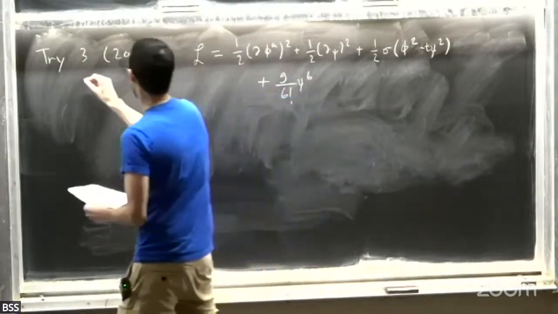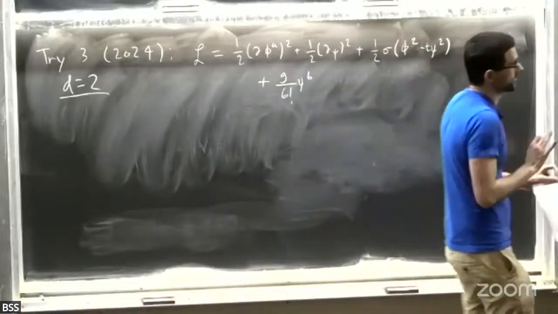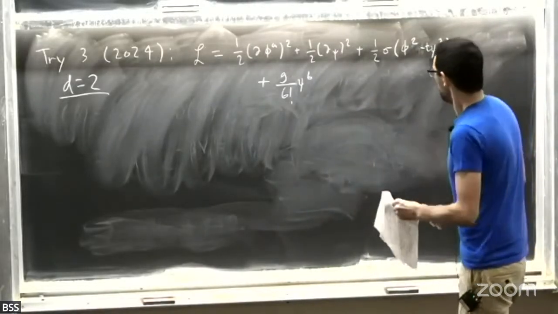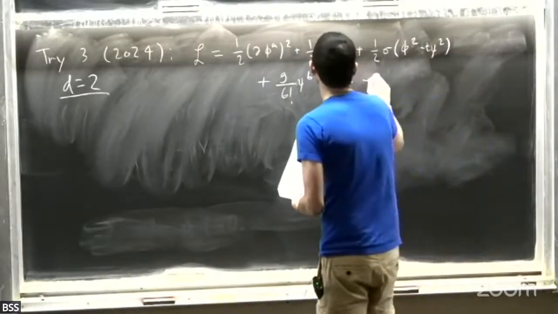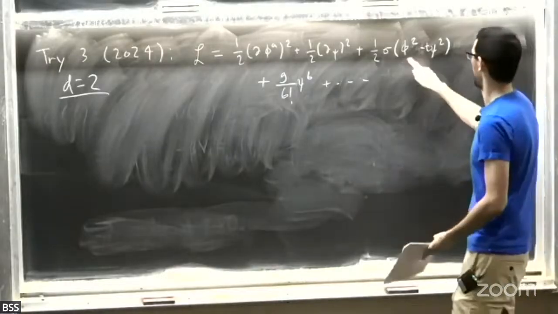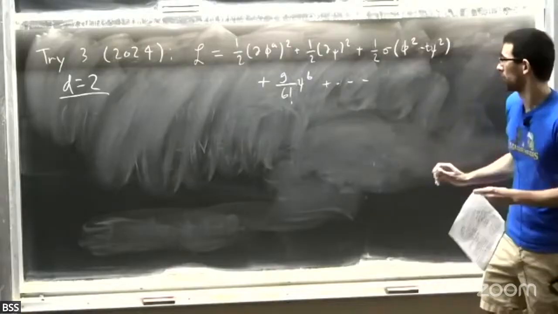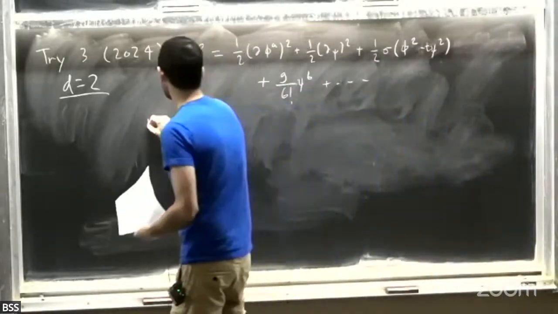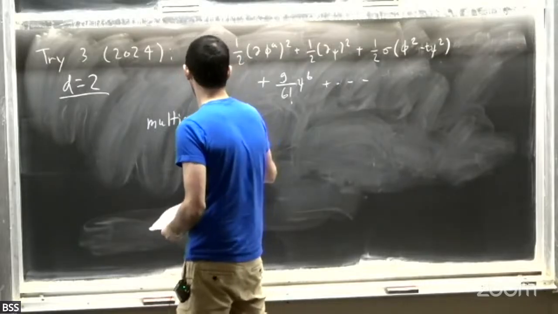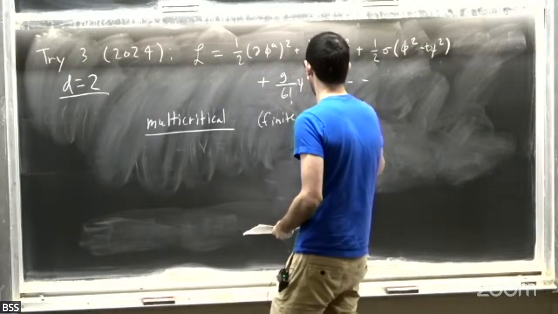So now we're in D equals 2. In D equals 2, this theory should exist and should be UV complete. There are various relevant parameters that you have to turn off: phi squared, psi squared, psi to the 4, sigma, and so on. So it's a multi-critical point, but there's a finite number of relevant operators.